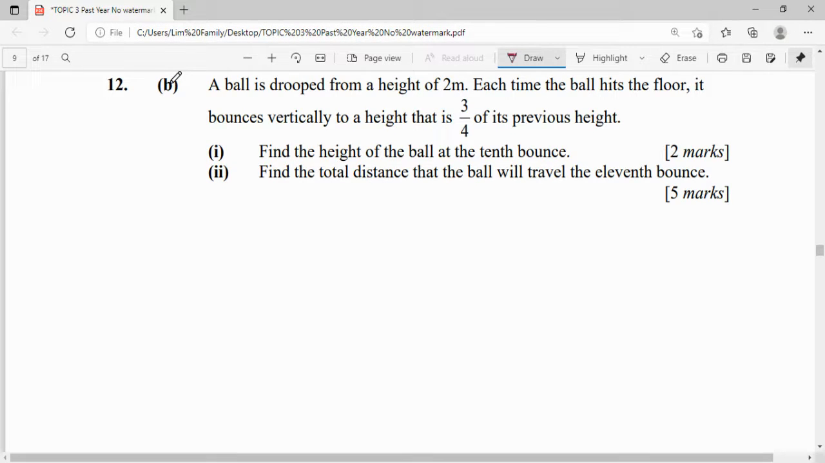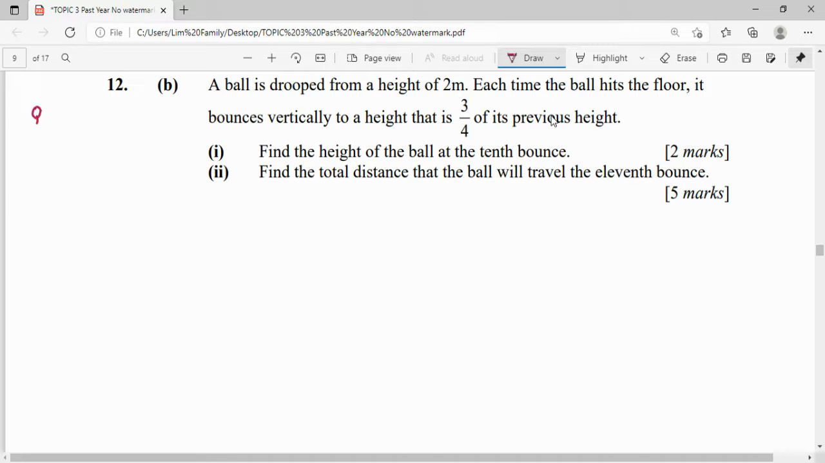So for this question 12b, they are giving us a situation. They say the ball is dropped from the height of 2 meters. Then each time the ball hits the floor, it will bounce vertically to the height that is 3 over 4 of its previous height.